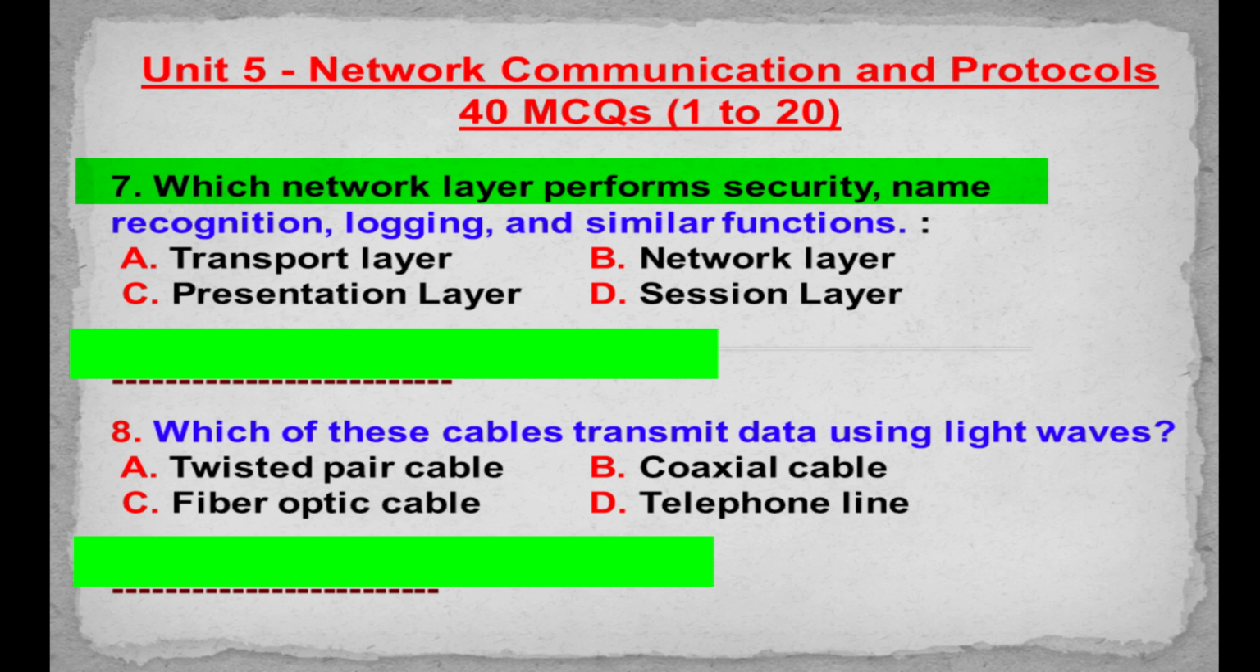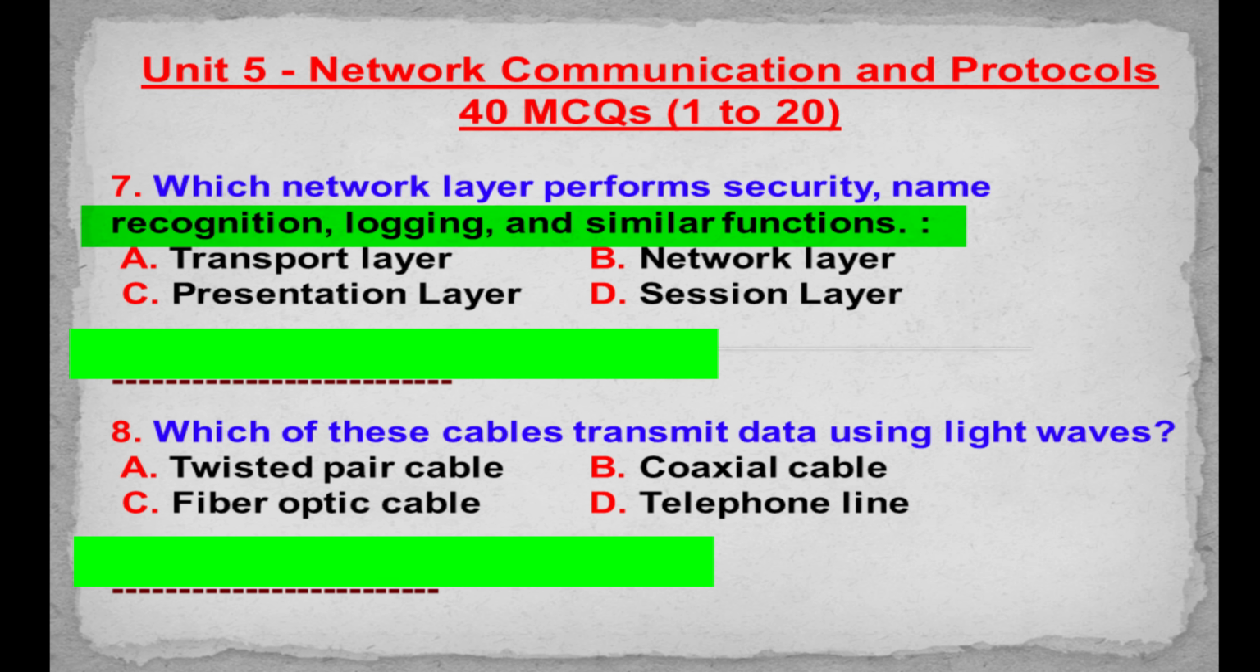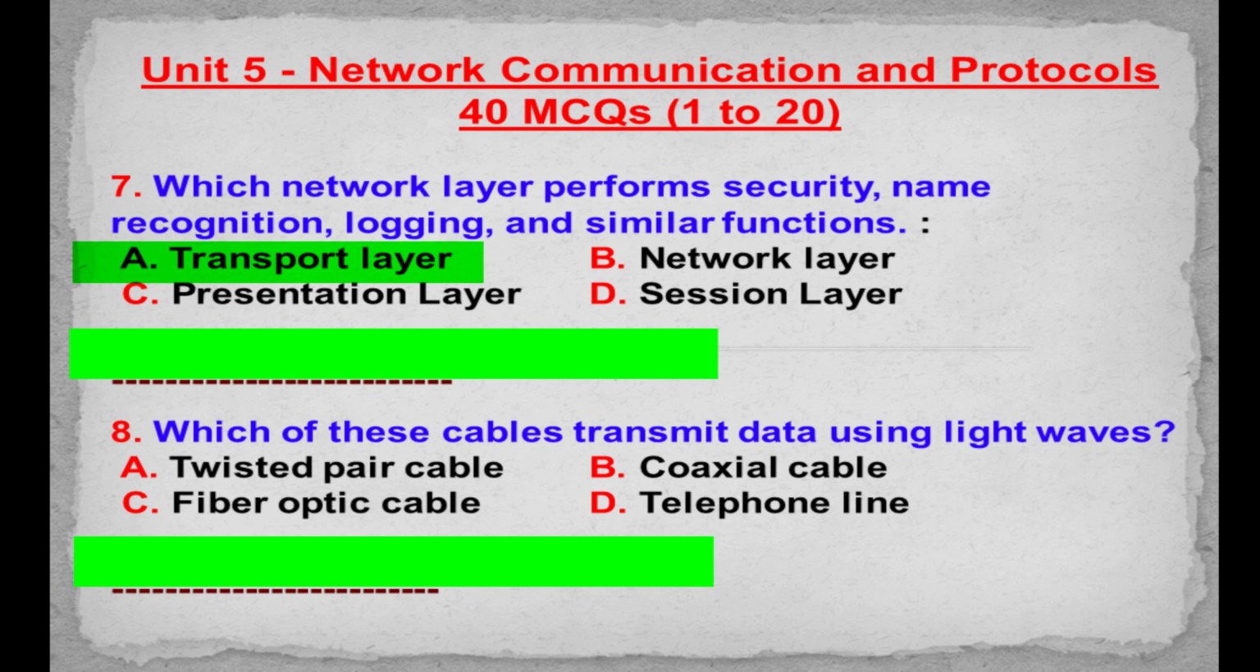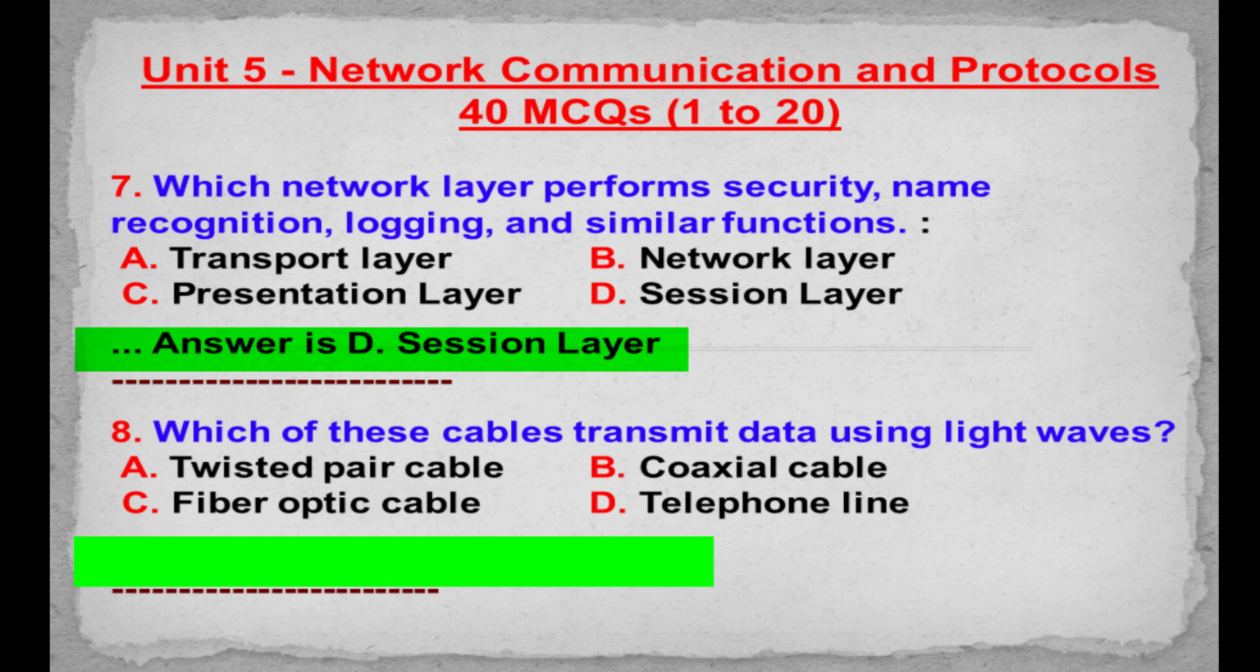MCQs number 7. Which network layer performs security, name recognition, logging, and similar functions? Option A, transport layer. Option B, network layer. Option C, presentation layer. Option D, session layer. Correct answer is option D, session layer.